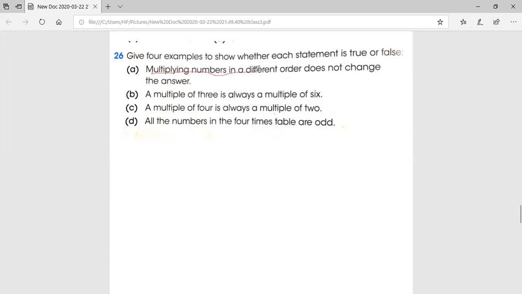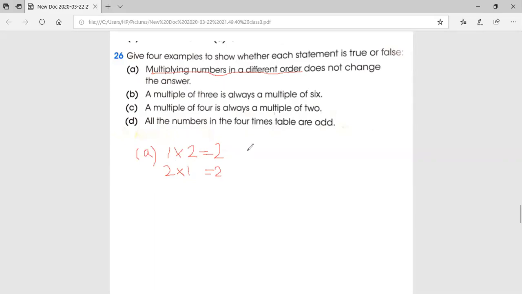Multiplying numbers in a different order. That means different orders. For example, question A: 1 multiplied by 1 multiplied by 2. What is the answer? 1 multiplied by 2 is 2. If I change its order, 2 multiplied by 1, it is also 2. So in multiplication, we don't prefer any order. You can multiply in any order.